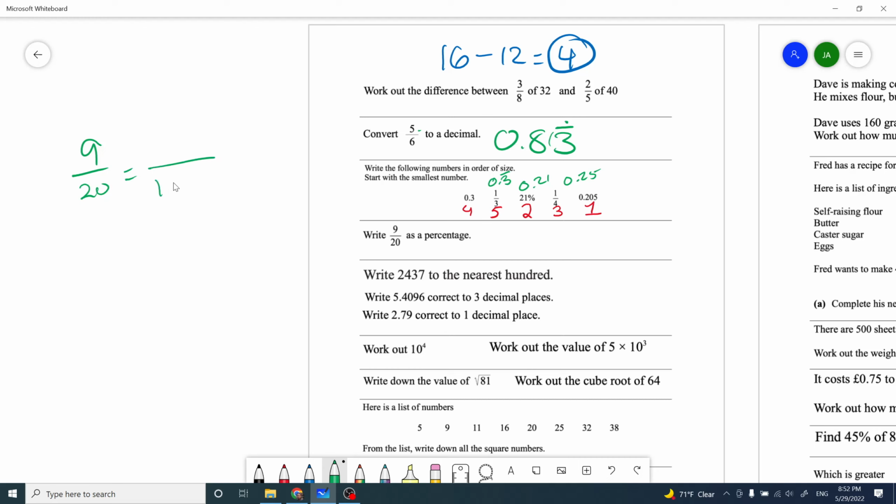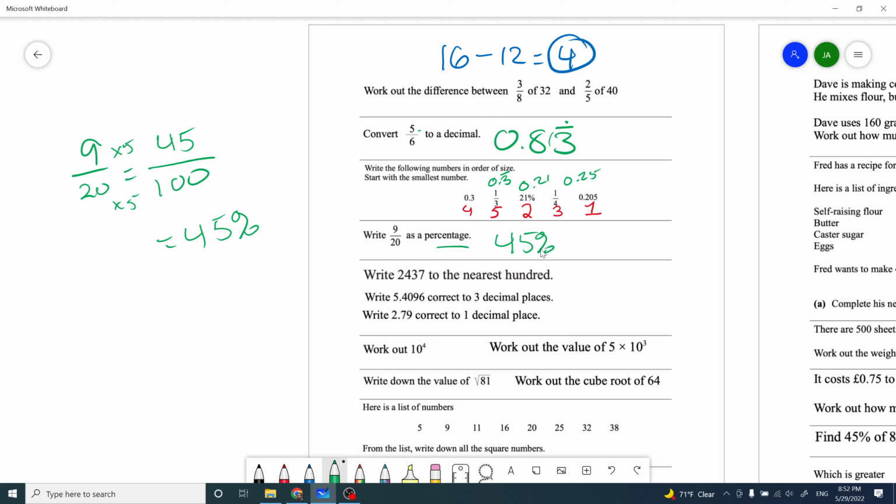Why do we need to convert it into something over 100? Well, percentage means something out of 100. So we'll take 20 times what? Will give us 100, times 5, so we're going to do that to the top as well. So 9 times 5 gives us 45, so we have 45 out of 100, and whatever we have out of 100 is going to be that as our percentage. So we have 45%.